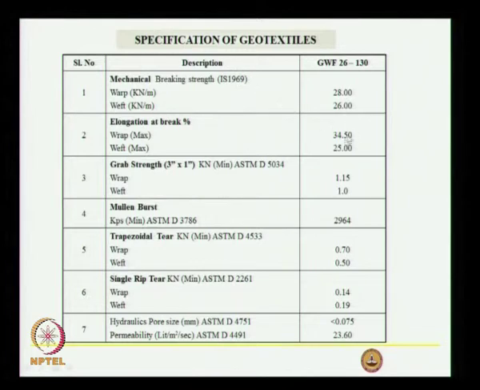Then we have the elongation at which it will fail, then grab strength, trapezoidal shear, and the hydraulic properties, with pore size 0.075 and less. What is the permeability? These are all to be decided based on your seabed material and the size of the pores of the geotextile fabric.